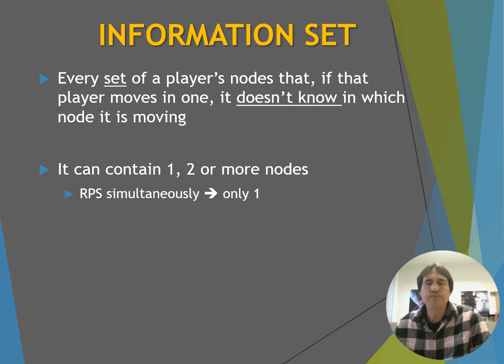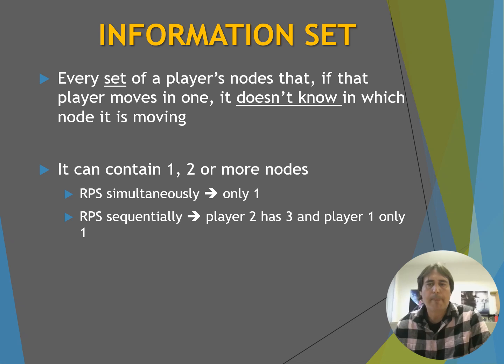Depending on the game, there may be information sets that contain one, two, or more nodes. For example, if rock, paper, scissors is played simultaneously, each player has only one information set. But if the game is played sequentially, player 2 has 3 information sets and player 1 has only one.